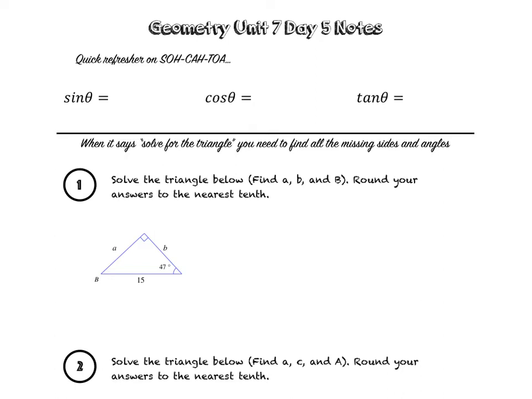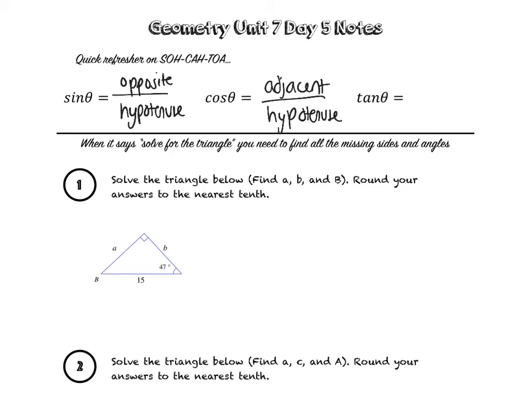So at the top of the page is another quick refresher on SOHCAHTOA. So remember, sine is opposite over hypotenuse. That's what the SO part stands for. Cosine is adjacent over hypotenuse. That's the CA. And tan is the TOA, opposite over adjacent. And you can use the notes that I have filled in as well to help you out with this.